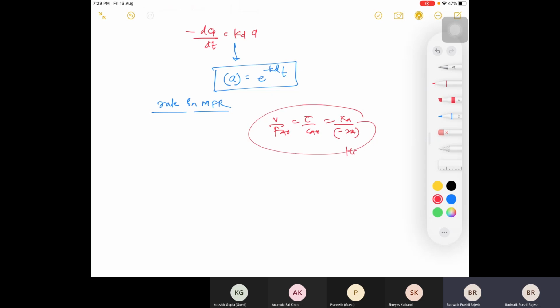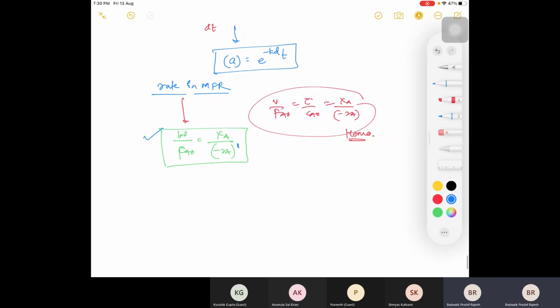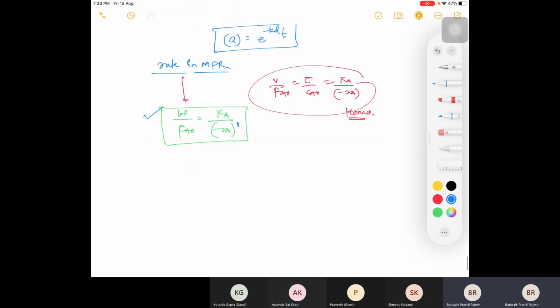In the case of the homogeneous one, I will have W divided by Fa naught equals Xa divided by minus Ra. Still there is a need to change one thing. What mistake did I make here? It should be minus Ra dash. It should be dash, right?